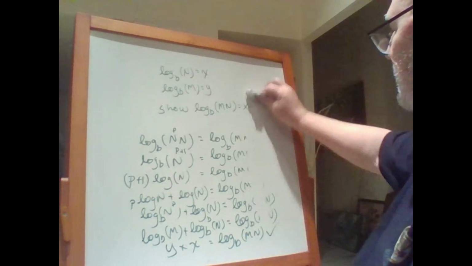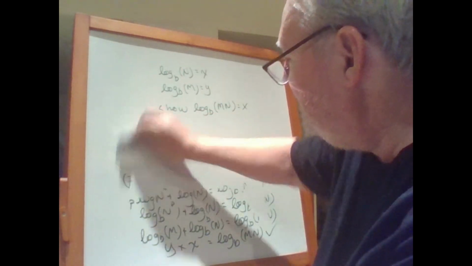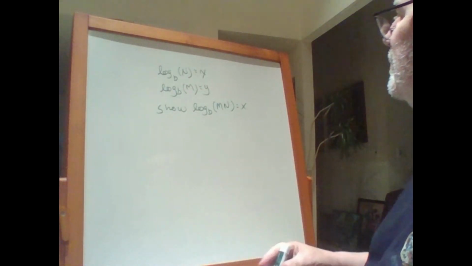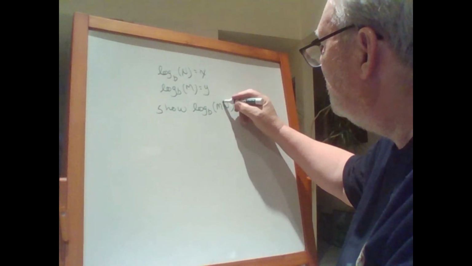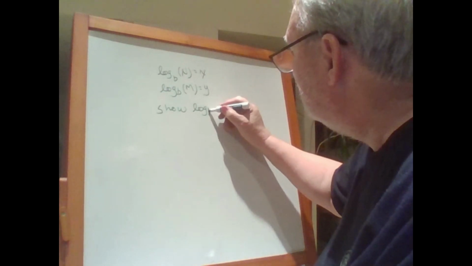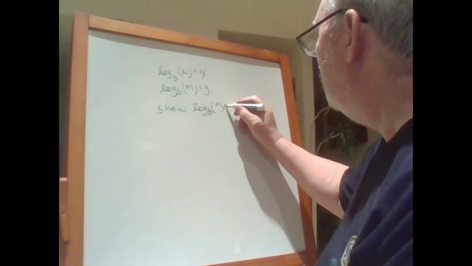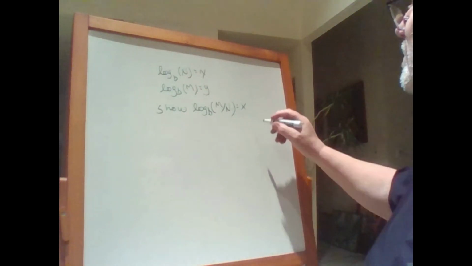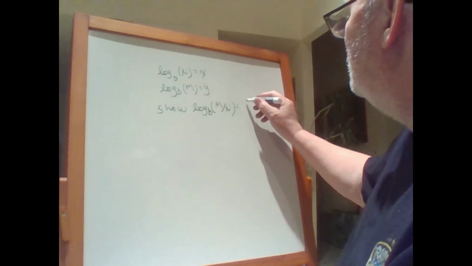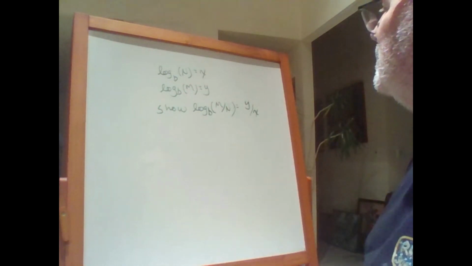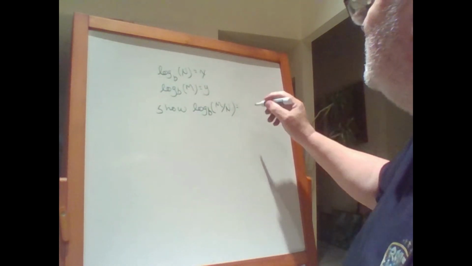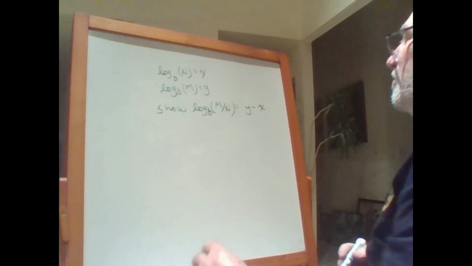The corollary problem to this is showing that when we have a division, m divided by n, let's write that, m divided by n is then y divided by x, or I'm sorry, y minus x. All right, so how do we do that?